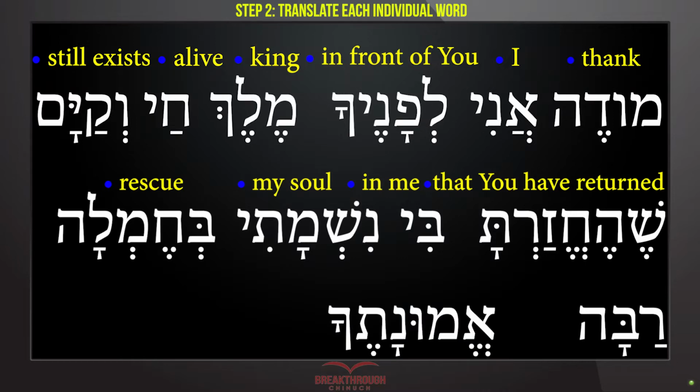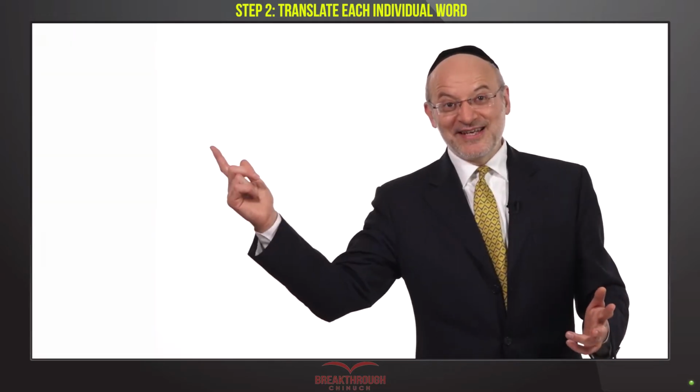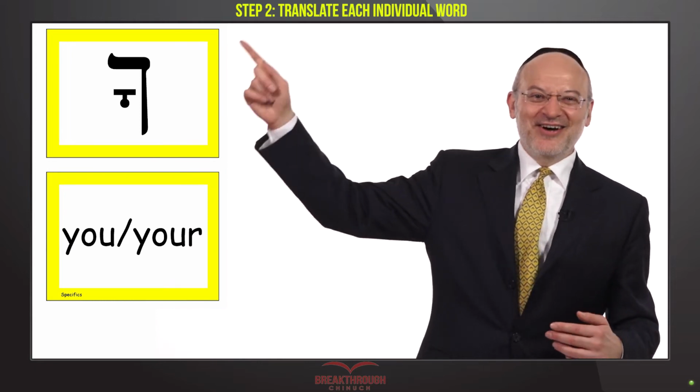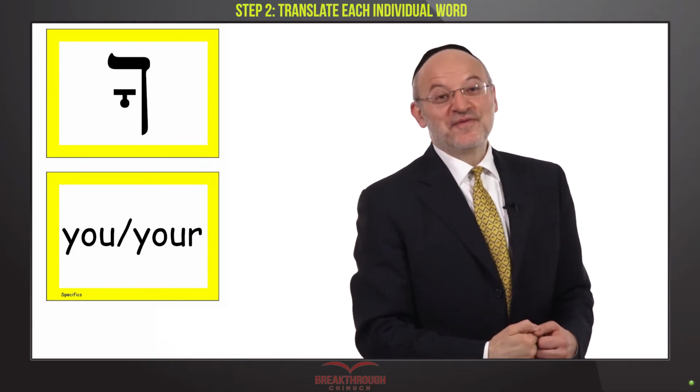Rabba emunasecha. Rabba, abundant, increase, a lot, tremendous. Emunasecha. Emuna means conviction, certainty, trustworthy. Emunasecha. What does cha at the end of the word mean? Point to the yellow banner where it says cha on the you family.